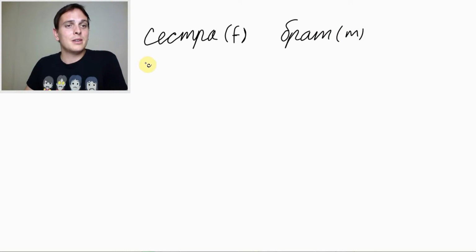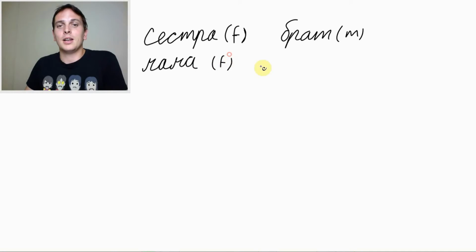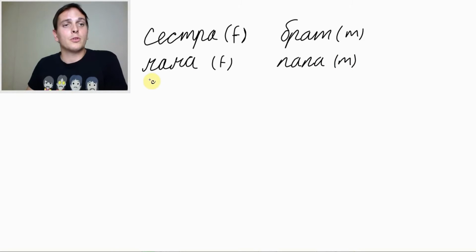Mother would be мама. Again, female. And father would be папа. Male. Father and mother, there is also another term. For mother, мать, and for father, отец. However, we will use мама and папа. And sister, brother, папа, and мама are family. Семья. And семья is also a female noun.